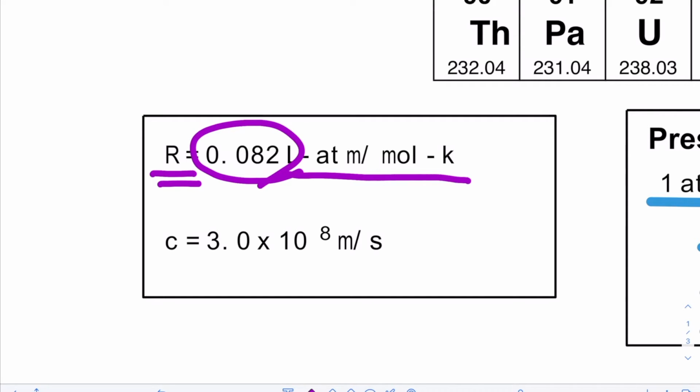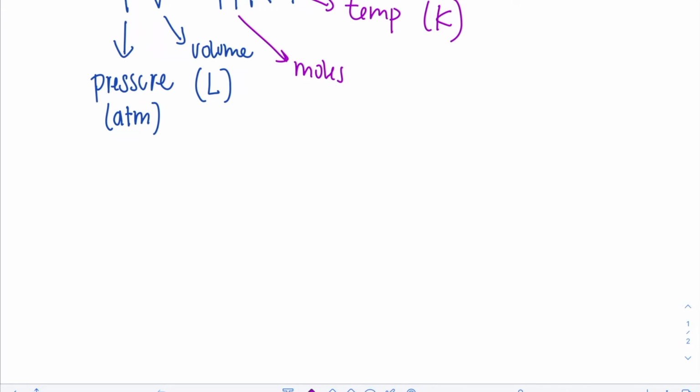You can only use this R value if you are doing your problem with the correct liter ATM mole Kelvin units, which is why it's important that you put them in the correct units. In using the ideal gas law, you can look at multiple variable changes at one time.